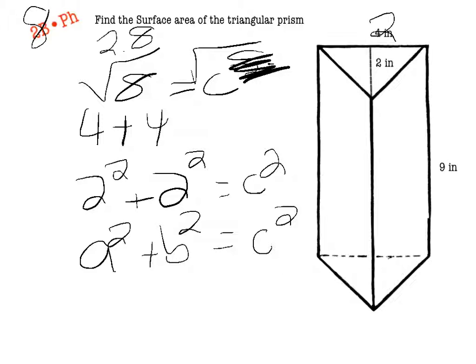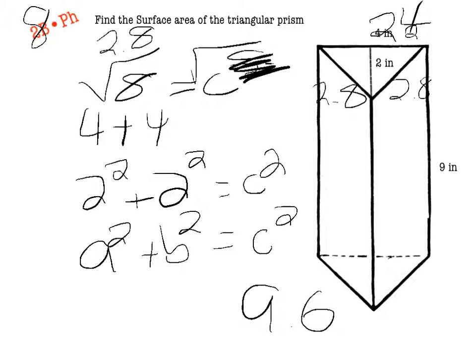Now we have to add our 2, our 4, our 2.8, and our 2.8 here. 4 plus 2.8 would be 6.8, plus 2.8 would be 9.6. So 9.6 would be our perimeter.